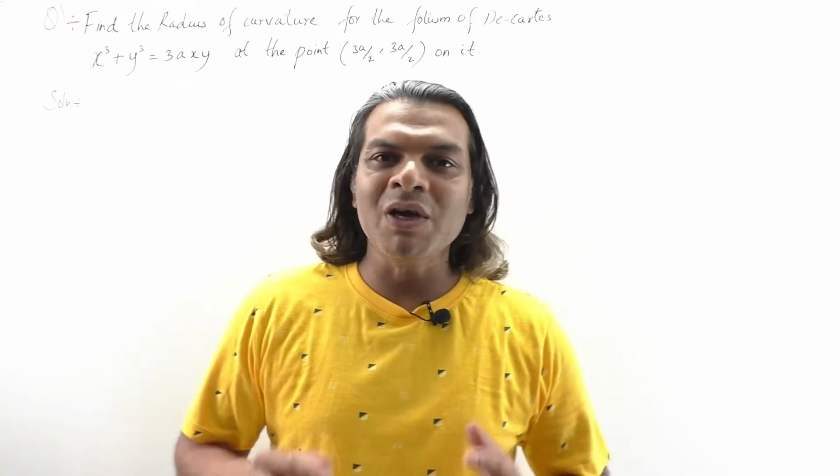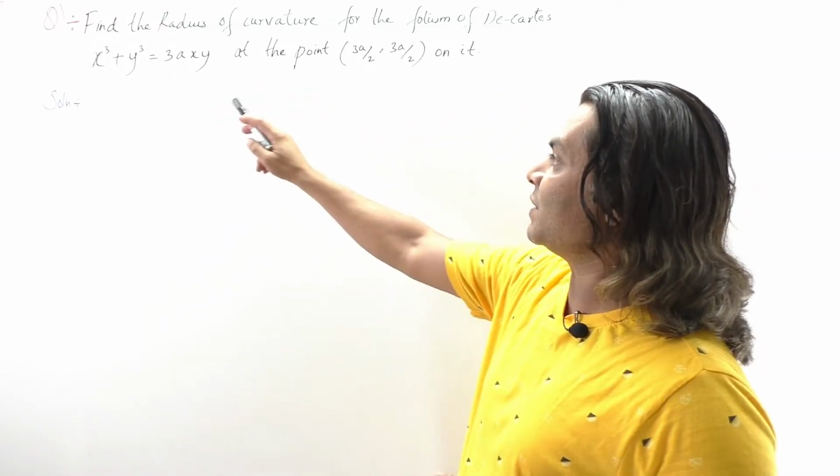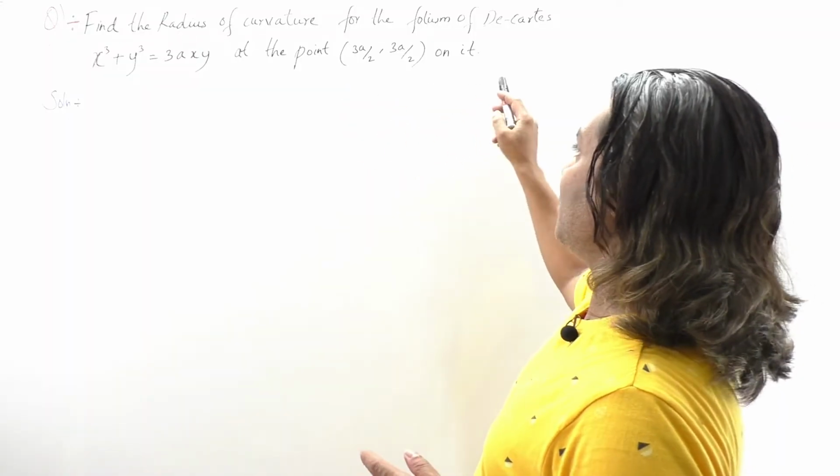The first problem we are going to discuss here is: find the radius of curvature for the folium of Descartes x cube plus y cube is equal to 3axy at the point (3a/2, 3a/2) on it.